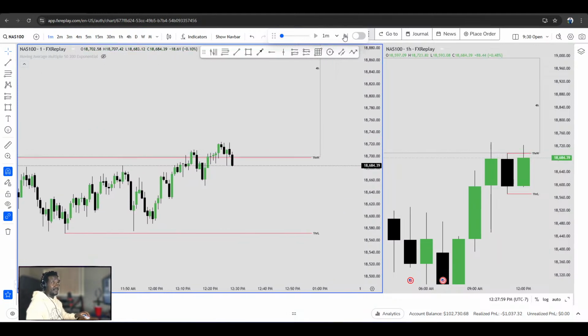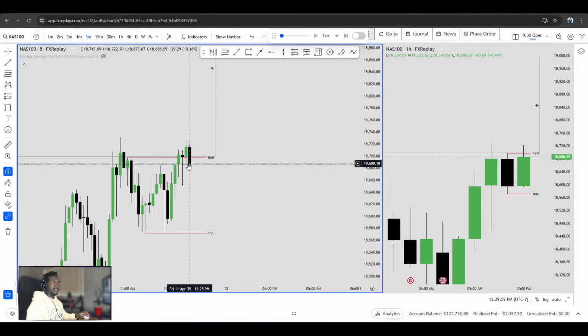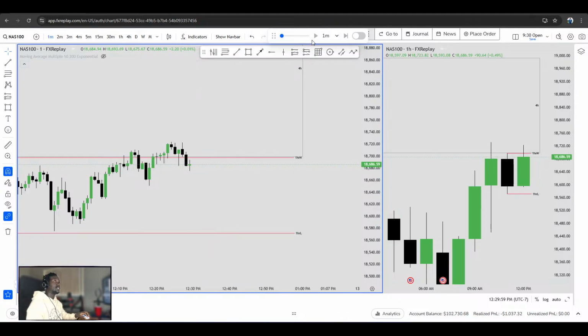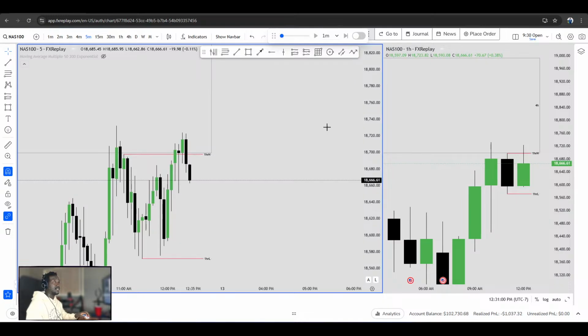So let's see if they form another one or if they keep going up. What time is it? I need to see now. This will confirm at 12:30 because this is a 12:25 candle. And what time is it? It's 12:29. So right there we do have a 5 minute order block now confirmed.